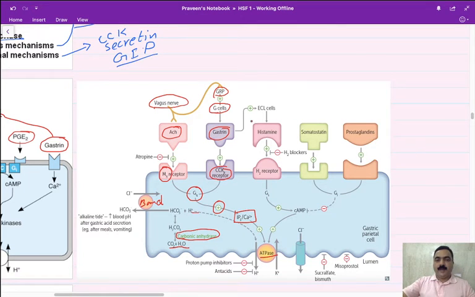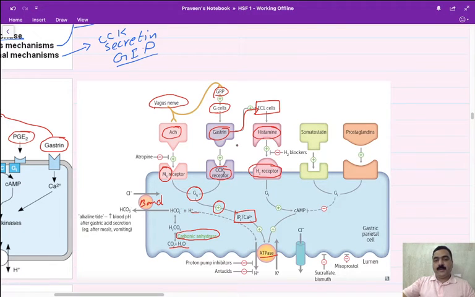Now what is the major way of action of the gastrin? The gastrin acts by stimulating the enterochromaffin like cell, which releases histamine. And this histamine released from the enterochromaffin like cell acts on which receptor? The H2 receptor.